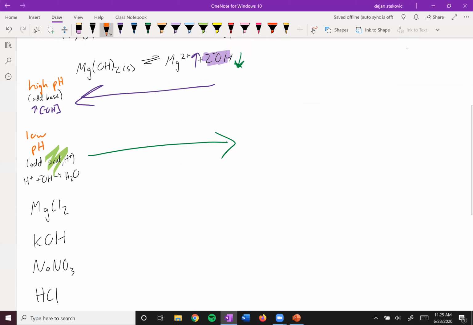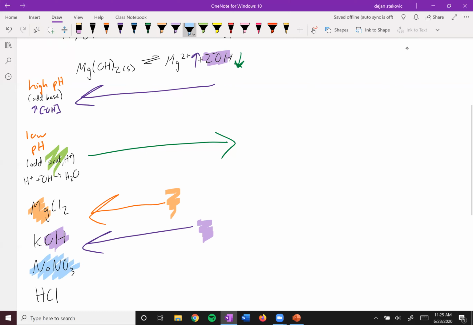So looking at all of these examples, magnesium chloride has magnesium in it, so you're going to increase the amount of product, and so we're going to shift to the left. This potassium hydroxide has more hydroxide in it, so you're going to increase the amount of product, and so you're going to shift to the left.